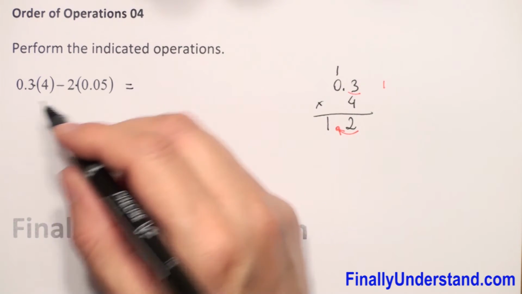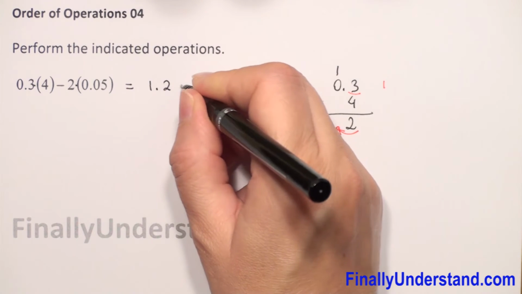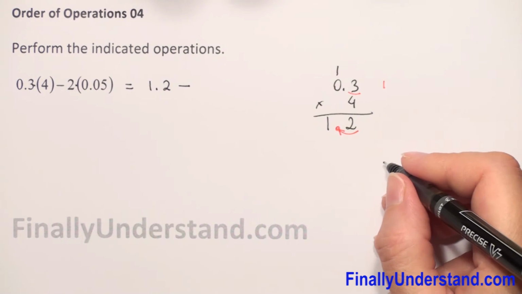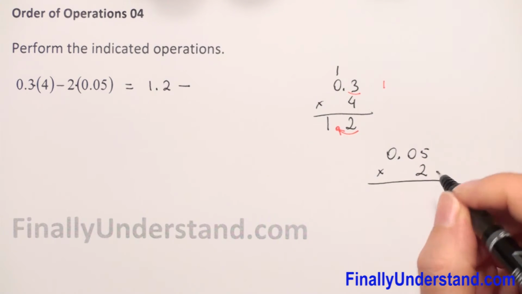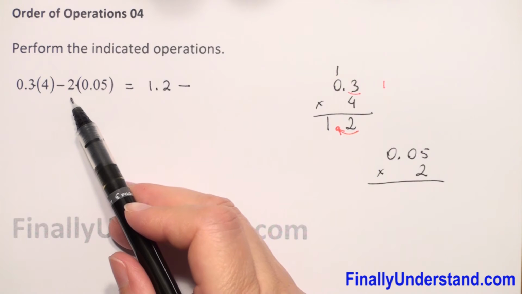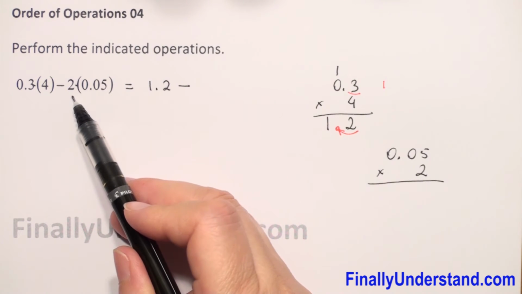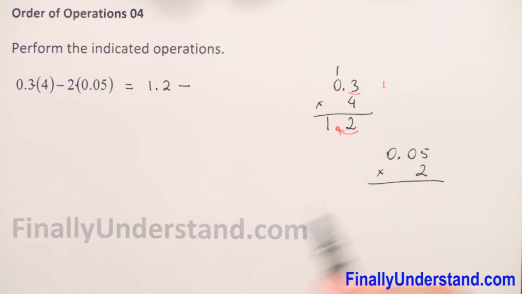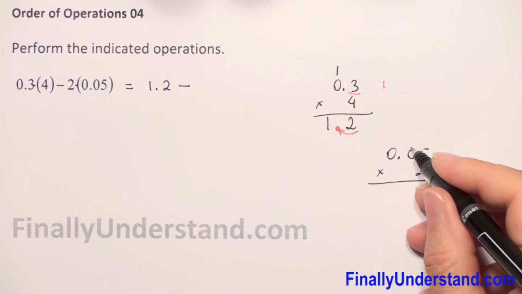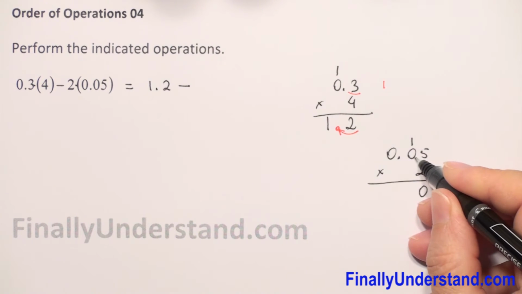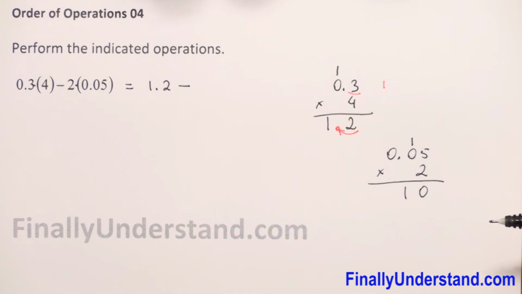So the solution from the first operation is 1.2 minus, and now we have to multiply 0.05 times 2. Because this is multiplication, it doesn't matter if you multiply 2 times 0.05 or 0.05 times 2. The result will be the same. And now 2 times 5 is 10, so we have 0 and 1 we add to the next column. 2 times 0 is 0 plus 1 is 1. 2 times 0 is 0. We don't have to write 0 before 1.